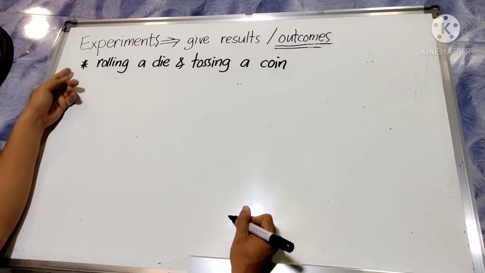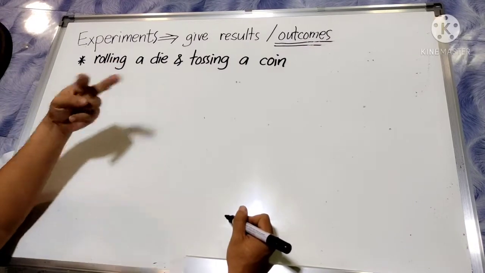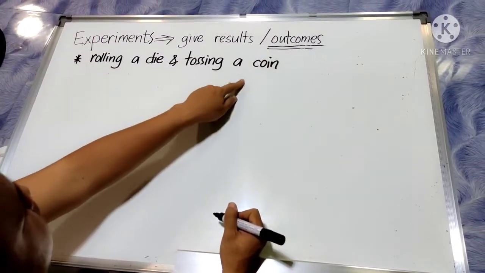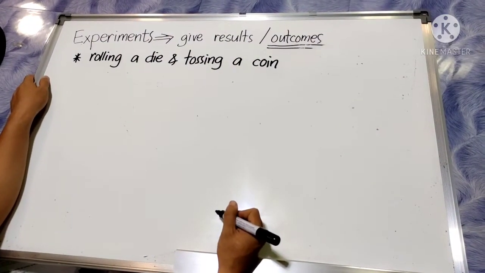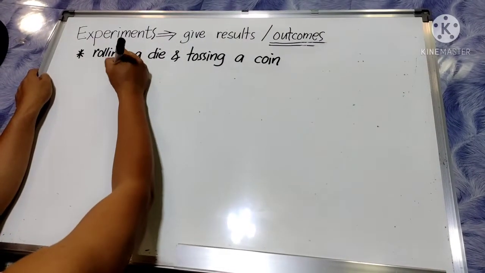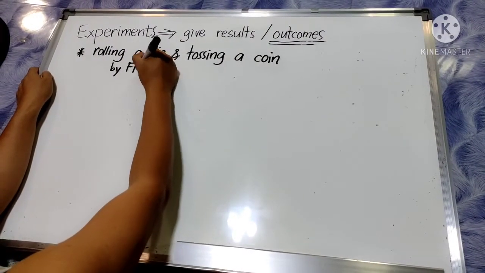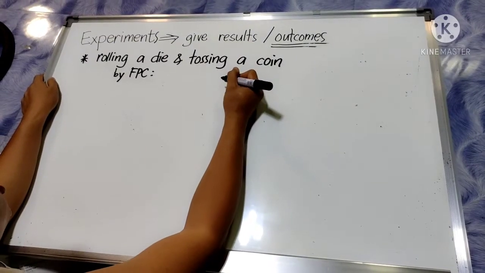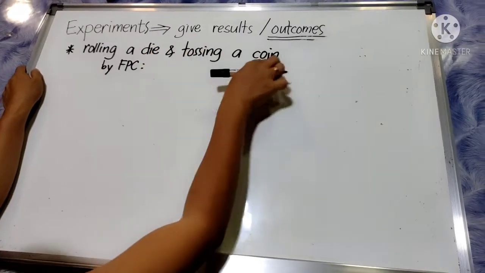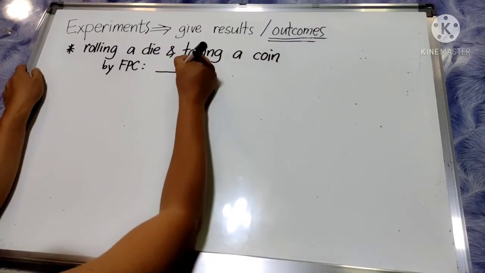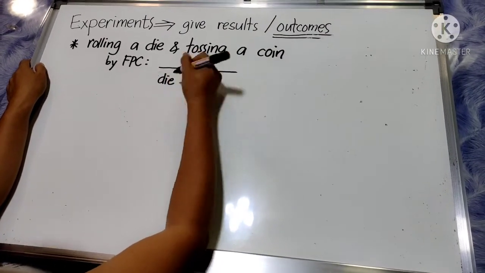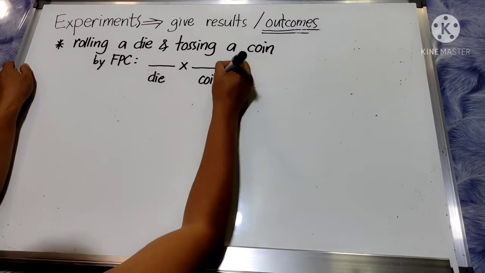Now, let's proceed to another experiment. Let's say there are two objects involved, a die and a coin. Rolling a die and tossing a coin. What are the elements of the sample space? So, by using FPC, this will guide you in determining the number of elements in the sample space. So, merong dalawang objects dyan, so gagawa ka ng dalawang blanks. Dito ay para sa die, yung pangalawang blank ay para sa coin.